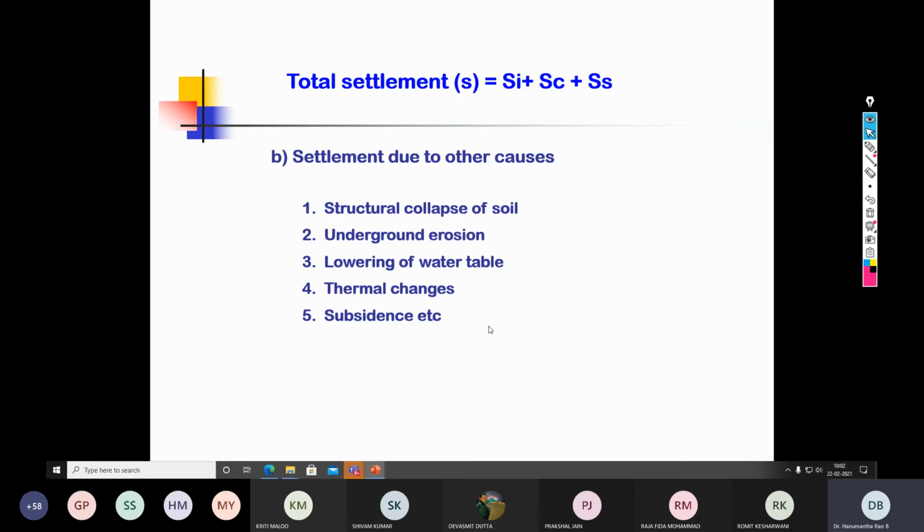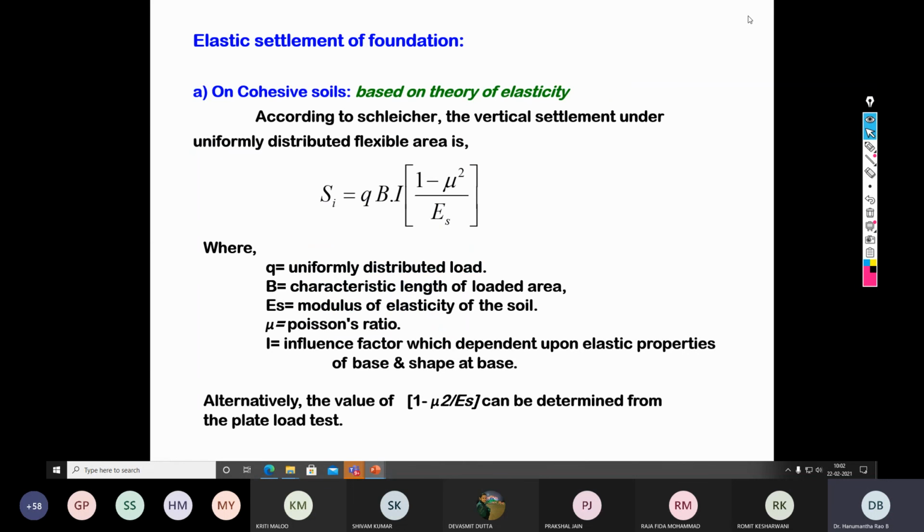These are some causes for the settlement. We already discussed all of these things. There are some more, like thermal changes and subsidence. Thermal changes we did not discuss, but otherwise all the causes we have discussed. So whenever you talk about the total settlement of a footing, it is the summation of the immediate settlement plus consolidation settlement plus secondary settlement. But in this chapter, we will discuss the immediate settlement and consolidation settlement.